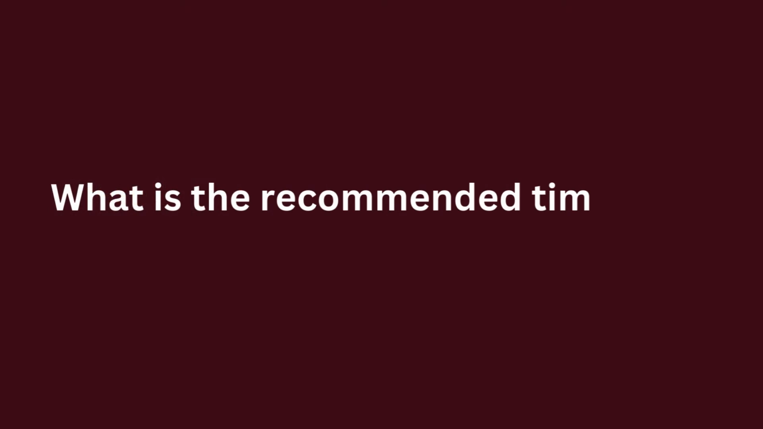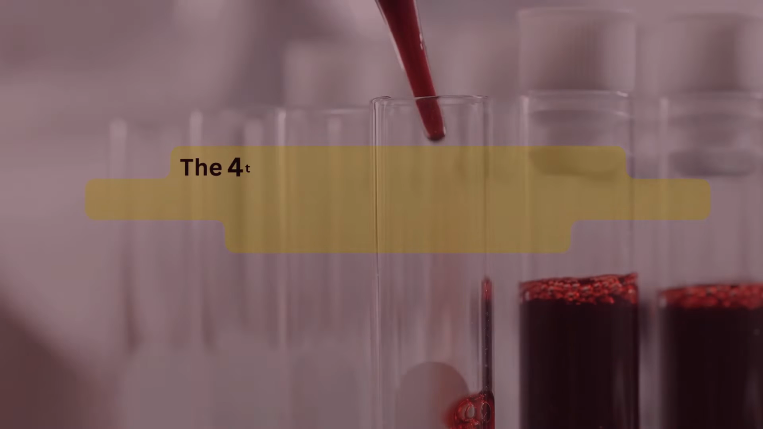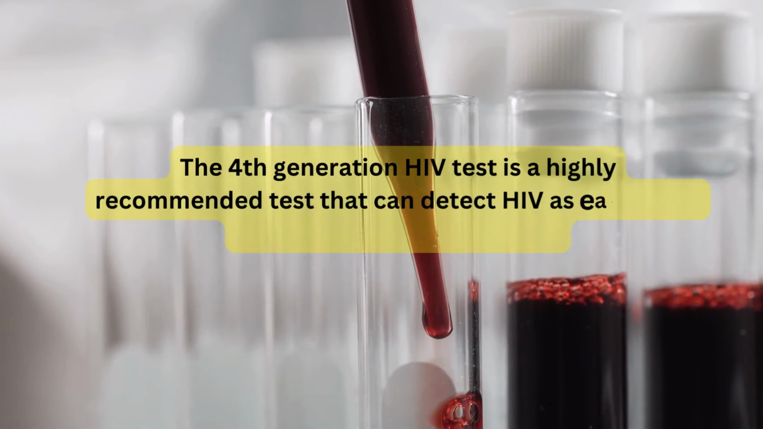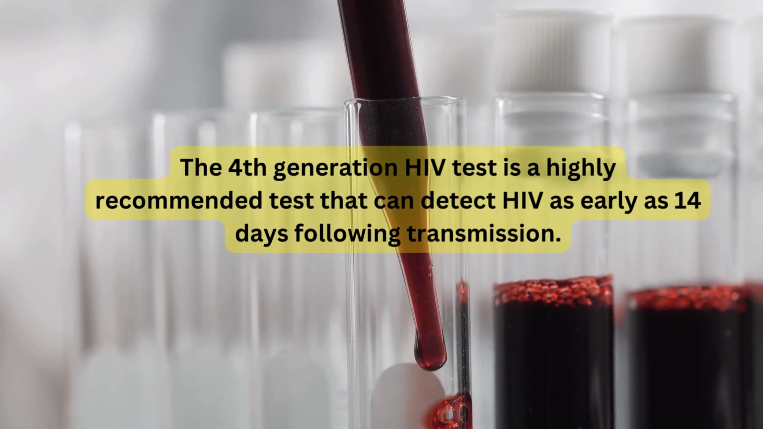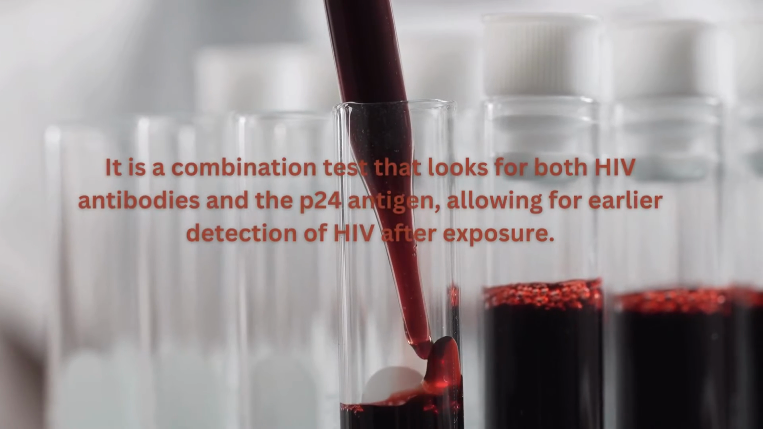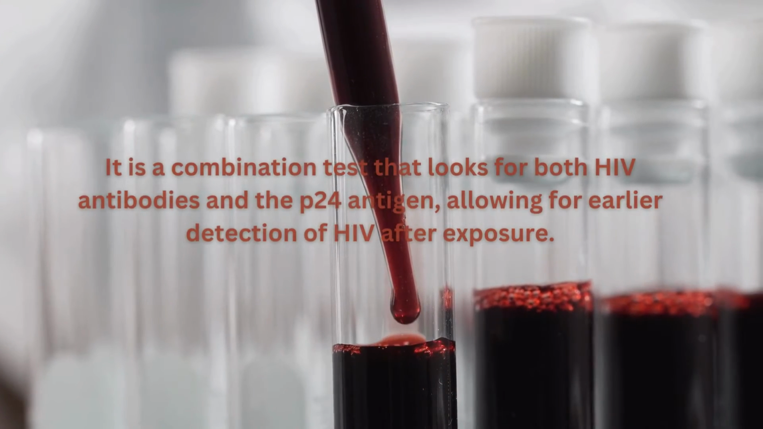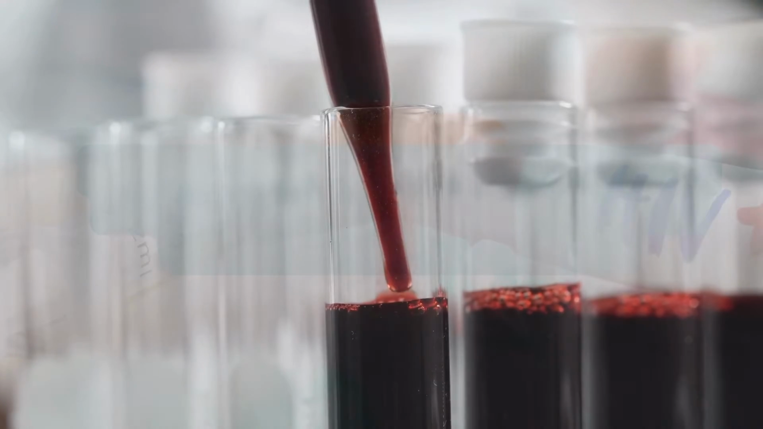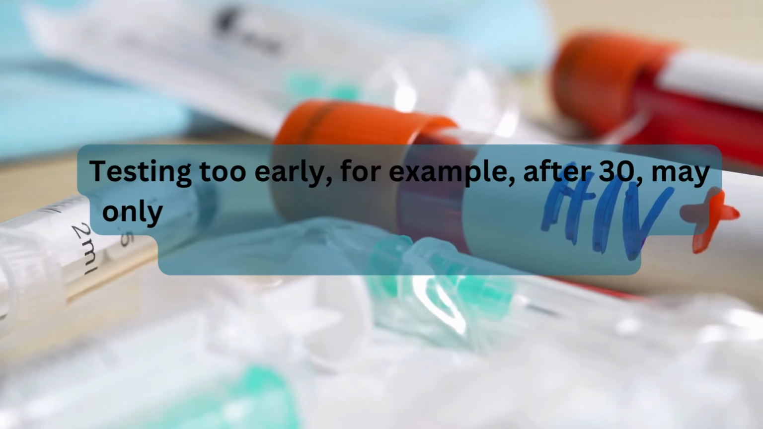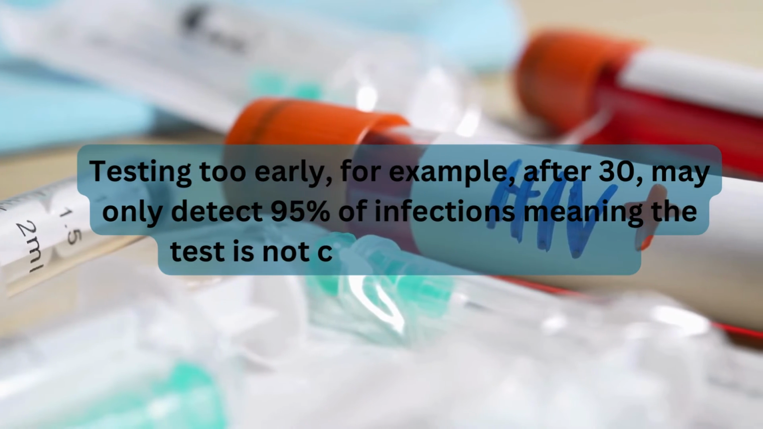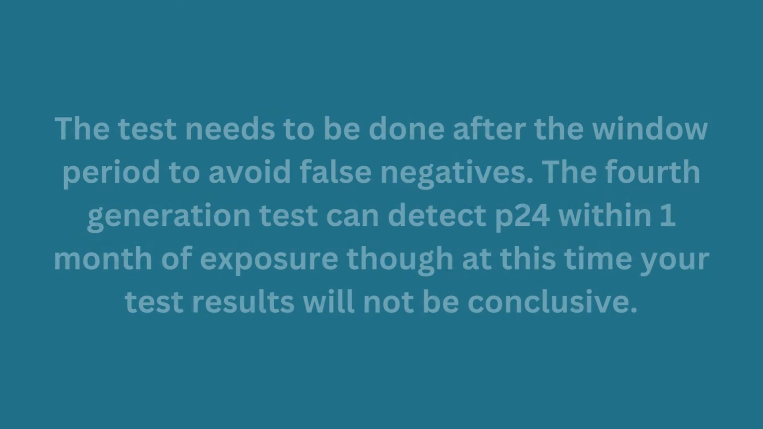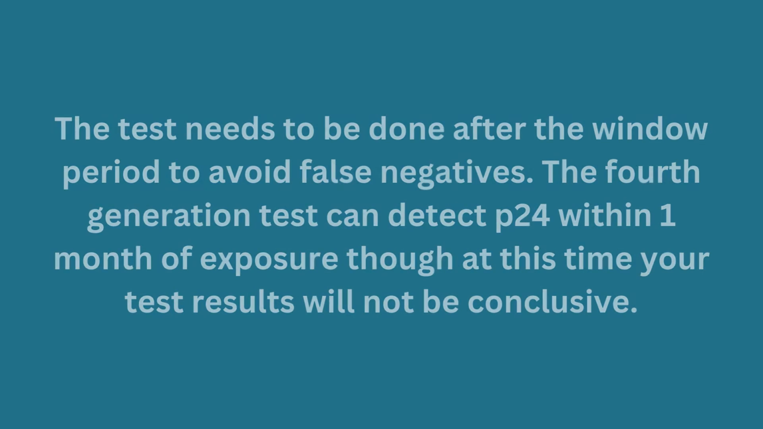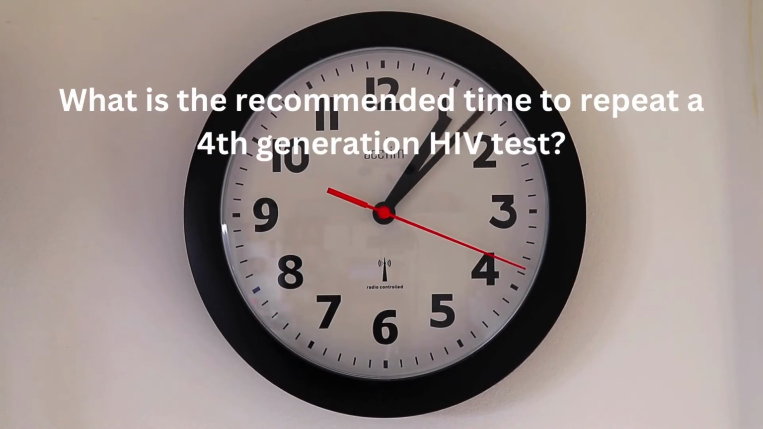What is the recommended time for a fourth-generation HIV test? The fourth-generation HIV test can detect HIV as early as 14 days following transmission. It is a combination test that looks for both HIV antibodies and the p24 antigen, allowing for earlier detection of HIV after exposure. Testing too early, for example, after 4 weeks, may only detect 95% of infections, meaning the test is not conclusive at 4 weeks. The test needs to be done after the window period to avoid false negatives. The fourth-generation test can detect p24 within 1 month of exposure, though at this time your test results will not be conclusive.